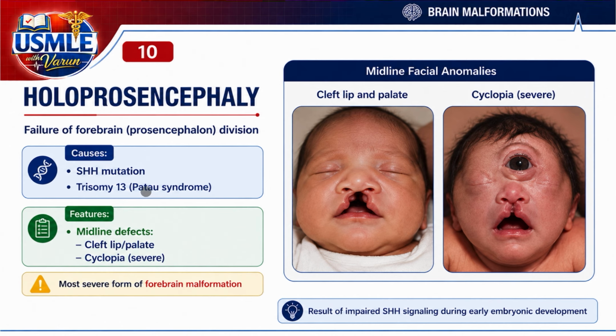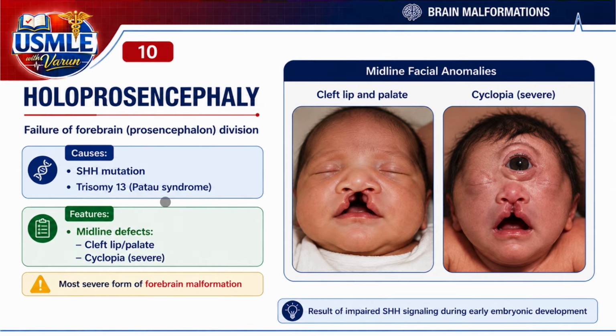Now let's try to understand a few brain malformations. The first thing is holoprosencephaly. This occurs when the forebrain fails to divide into two hemispheres. The causes include sonic hedgehog mutation and trisomy 13, also known as Patau syndrome.